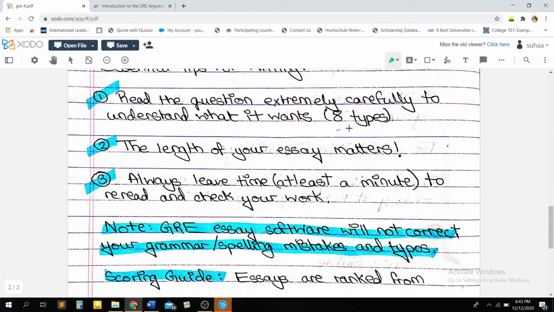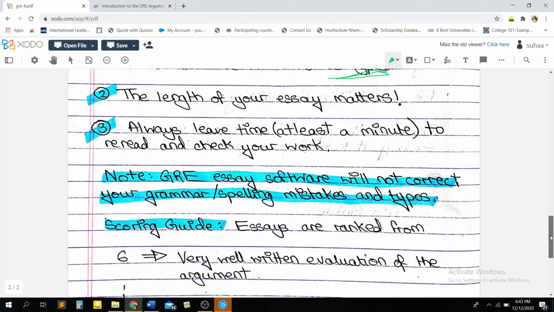There are 8 types of GRE argument essay questions. We're going to be taking a look at them all later. Next, the length of your essay really matters. If an examiner gets 2 GRE essays of the same quality, but one is slightly longer than the other, then basically the longer essay usually gets the higher band. You will usually get the higher score. So yes, the length of your essay really matters. Try to write good stuff, and try to write lots of it.